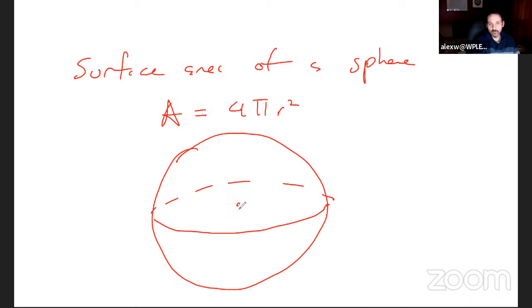Our transmit antenna is centered at the bottom, at the center of it. Okay, so we have some sort of radius. So it has a radius. Now the surface area is effectively this entire thing surrounding it.